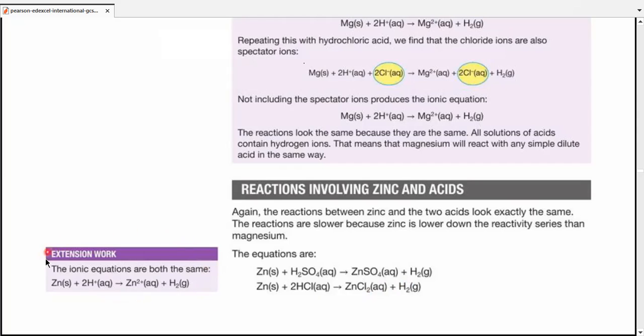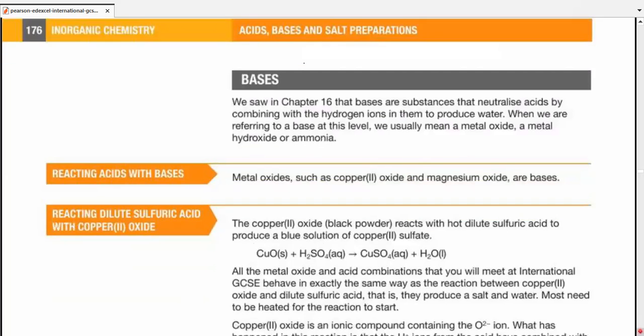And the ionic equations are going to be the same every time, because again, this is a displacement reaction. A more reactive metal is displacing the less reactive hydrogen ions from the acid solutions. So the ionic equation remains the same. Let's move on.